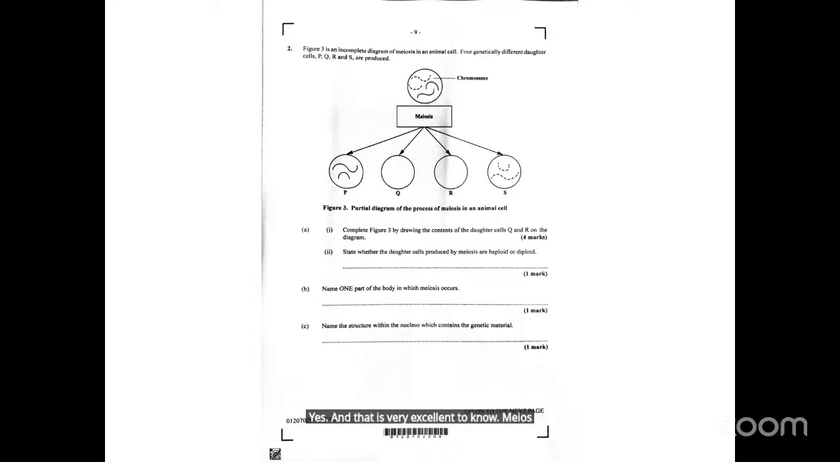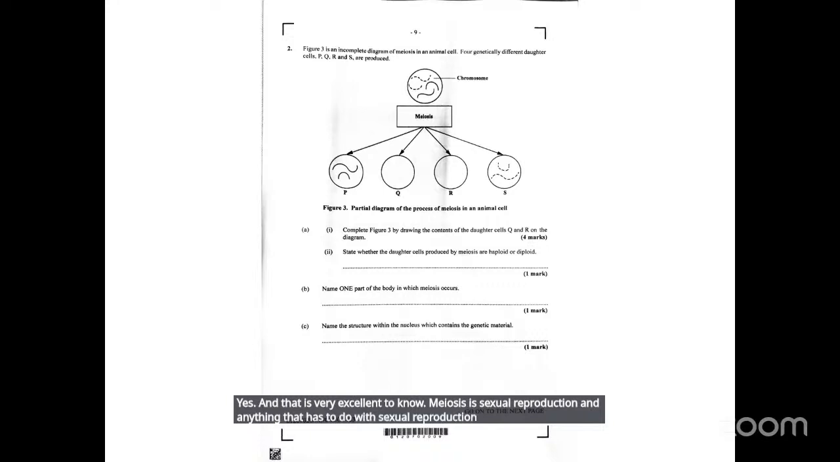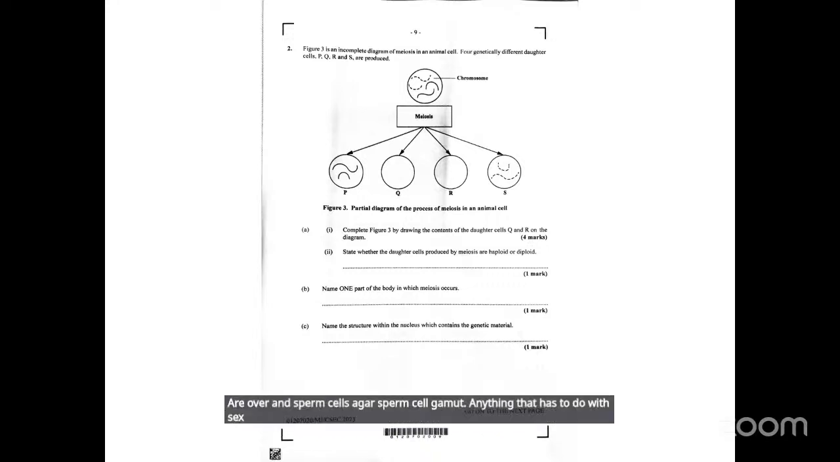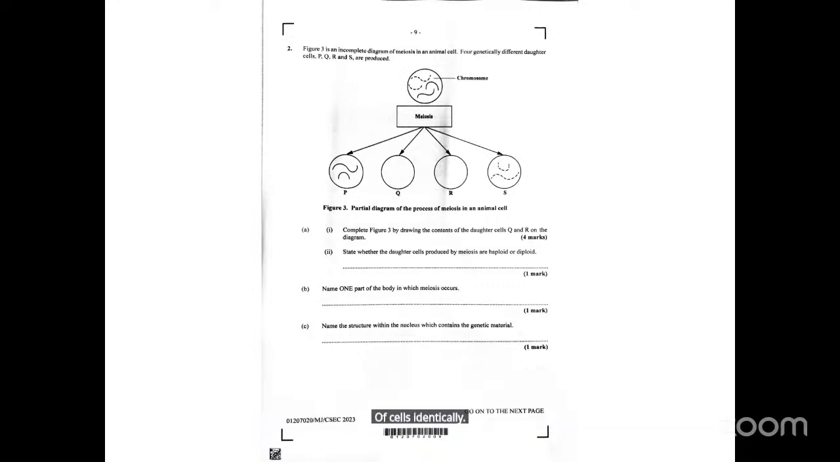Meiosis is sexual reproduction, and anything that has to do with sexual reproduction, gametes, are eggs and sperm cells, ova and sperm. Anything that has to do with sex, it's meiosis. Anything that has to do with replication of cells identically would be mitosis, right? Mitosis is identical right down to the T.